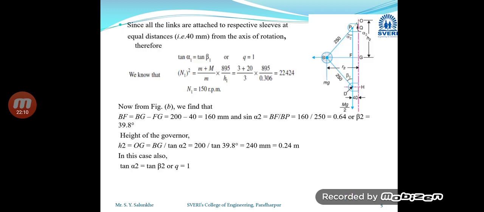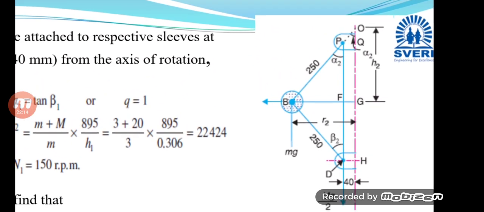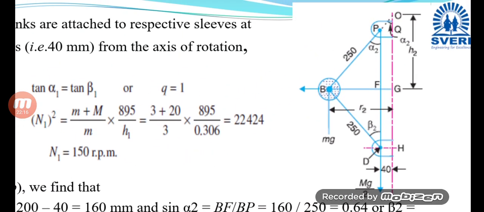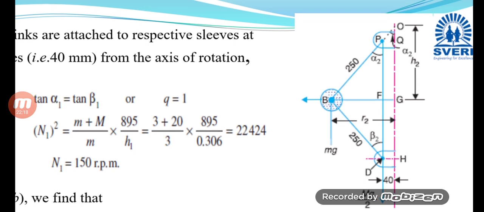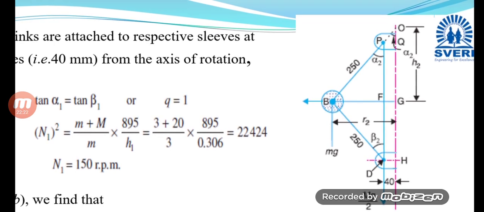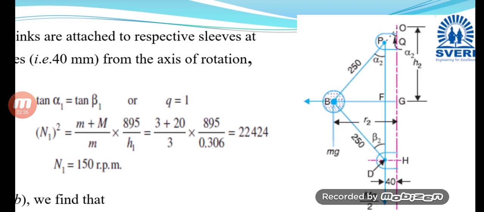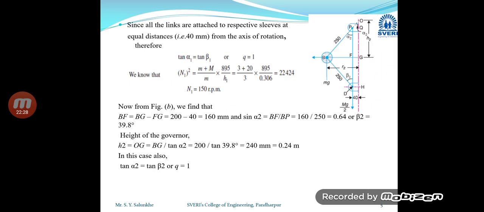Now, in the next slide we are going to see, here also the same geometry we are going to use. That is, first of all we are going to calculate the value of alpha 2, and later on the same alpha 2 is used to calculate H2 in a similar fashion. Now the link is attached at the eccentric distance of 40 millimeter.